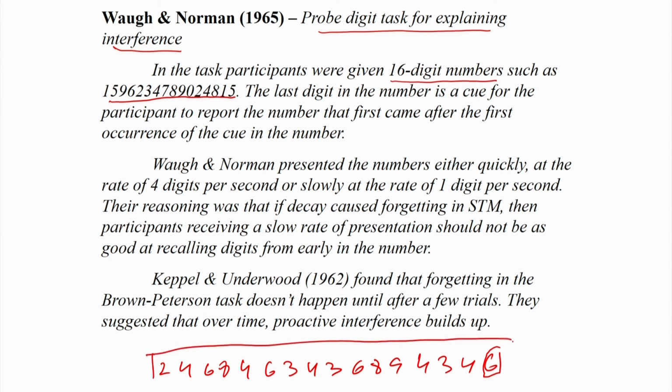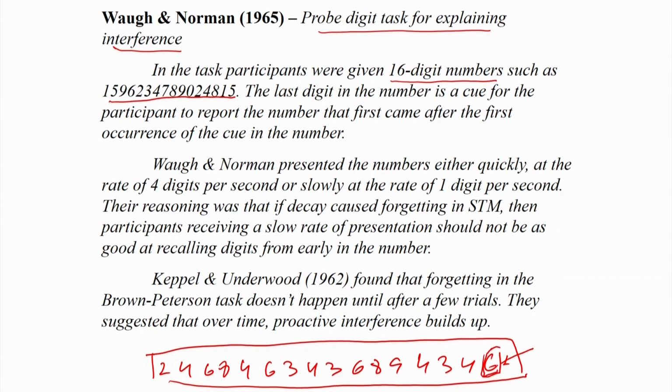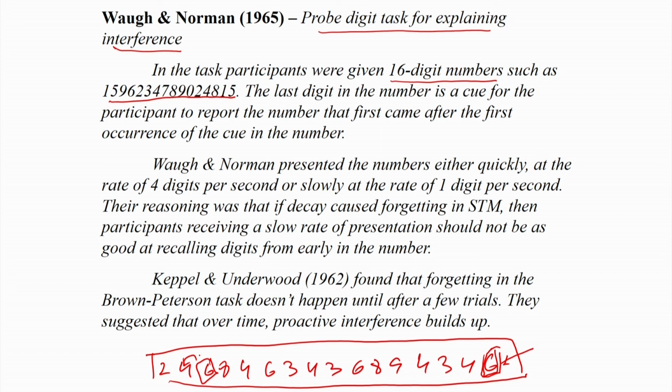A string like this is presented to people, and what they have to do is first recognize the last digit, and this serves as a cue. Now, what is the task? The task is to name the digit which preceded the first occurrence of the last digit. What I mean by this is that this 6, which is the last digit in this string, serves as a cue, and so what is the first occurrence of this? The first occurrence is here, and the digit which precedes the first occurrence of the 6 is 4, and so 4 was the correct answer.